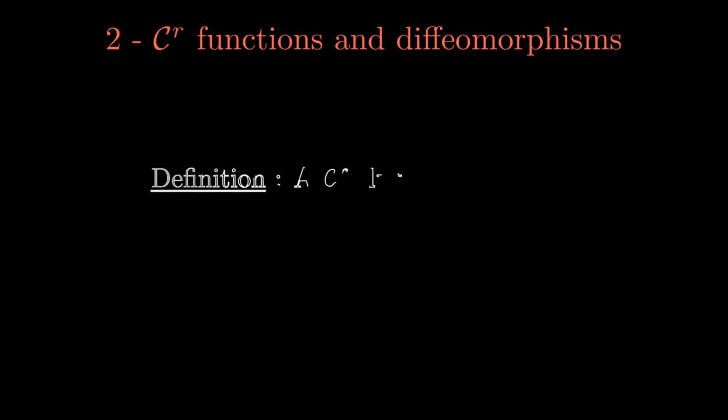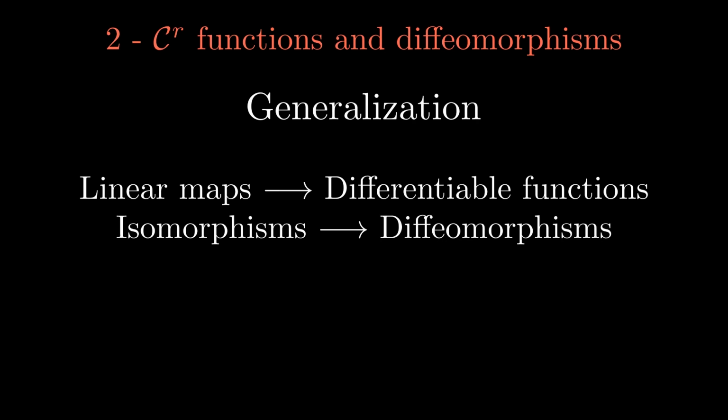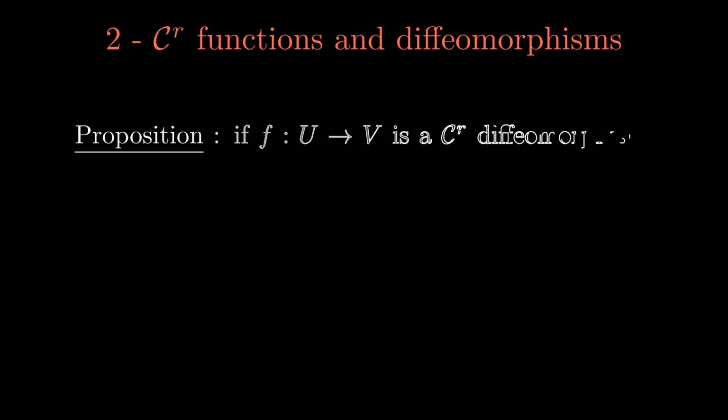One funny thing about what we did so far is that the concepts we defined kind of generalize linear algebra to a more general class of spaces and functions. The generalization of a linear map is a differentiable function, so a function with local linear behavior. With this in mind, the natural candidate for generalizing isomorphisms, bijective linear maps, would be diffeomorphisms. And indeed, they have some properties that go this way. The first one is the following.